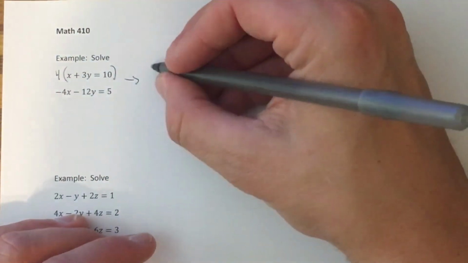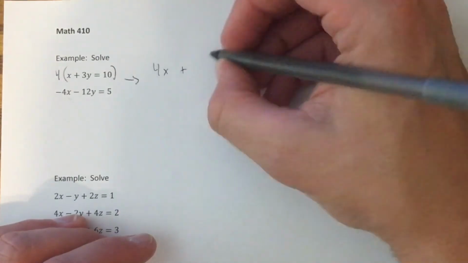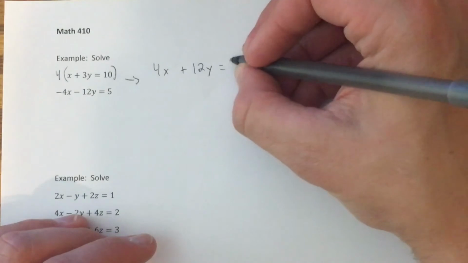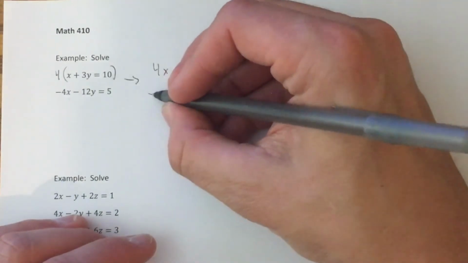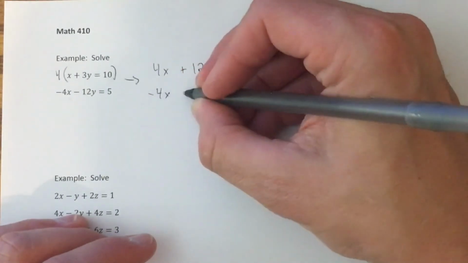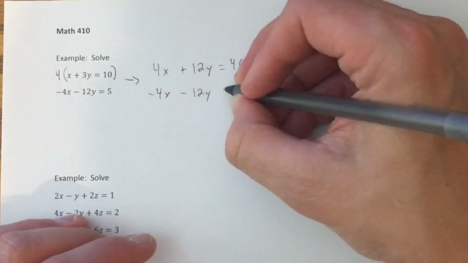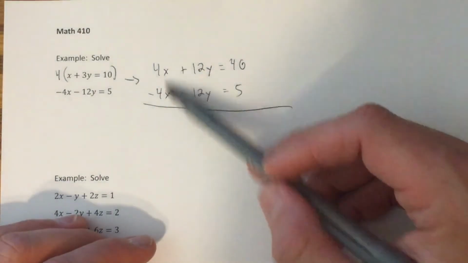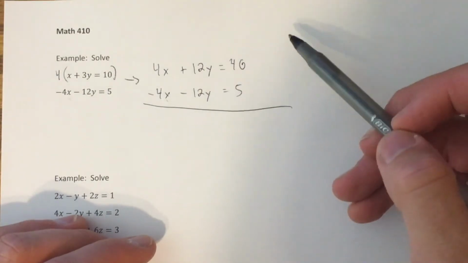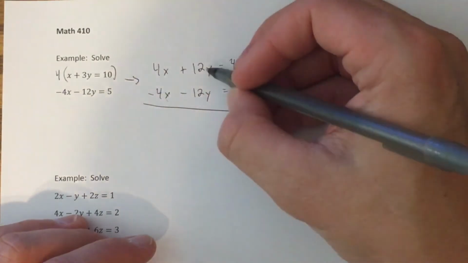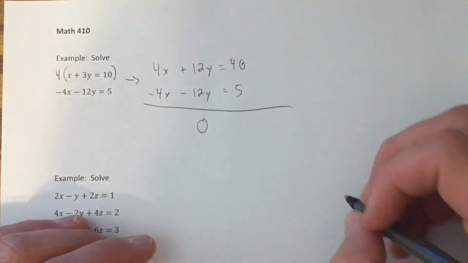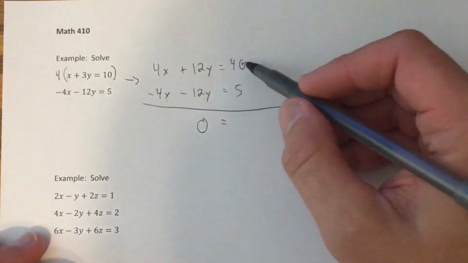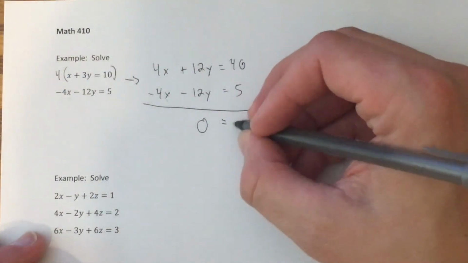Now watch what happens in this case. I get 4x plus 12y equals 40. Down here, negative 4x minus 12y equals 5. If I add these 2 equations, not only do my x's cancel out, but you'll see my y's are also canceling out. So this whole left-hand side is actually just 0. What happens on my right-hand side? Well, on my right-hand side, 40 plus 5 is going to give me 45.